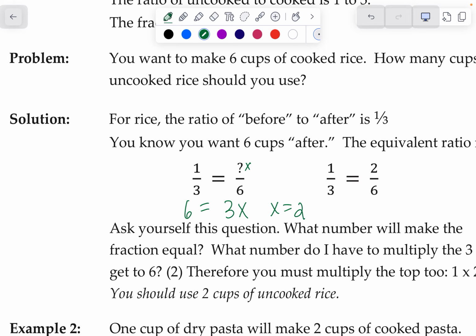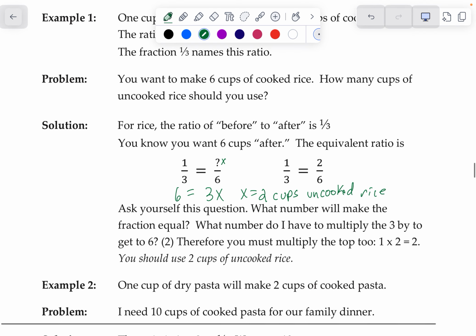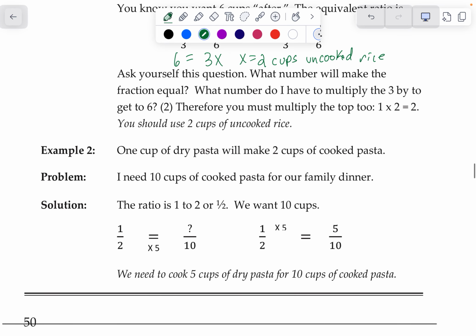Now, please, these are real life things. So make sure you decide or tell me what that is. So you would say 2 cups of uncooked rice. Okay. So make sure that you give it context. Okay. So let's take a look at the one we see here.